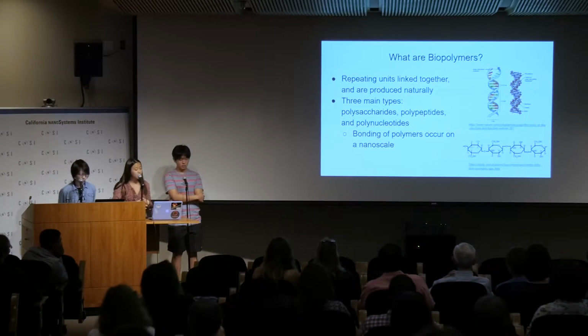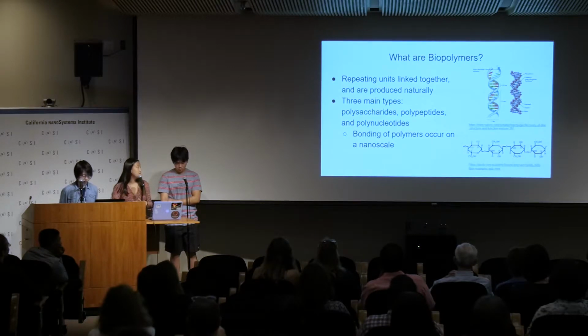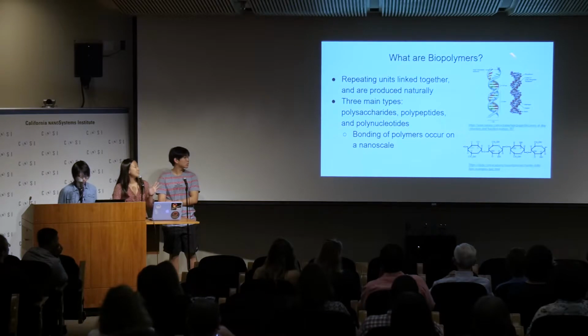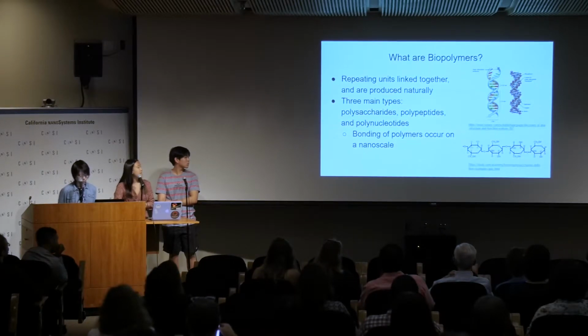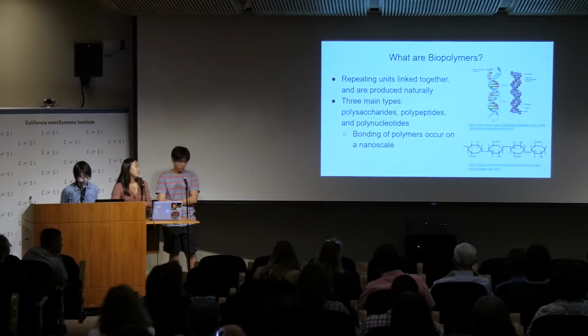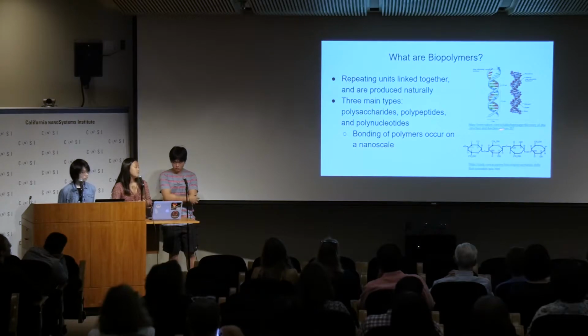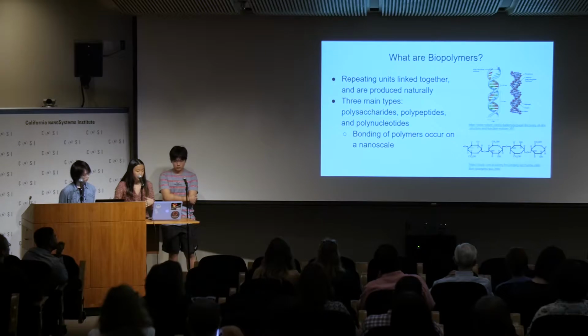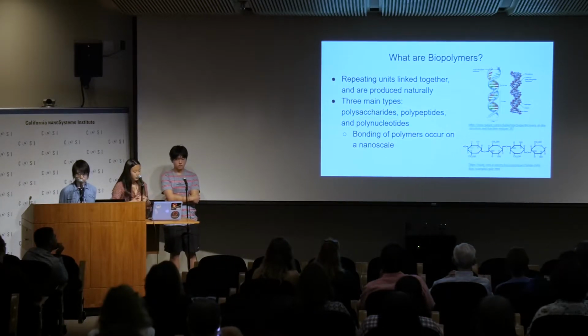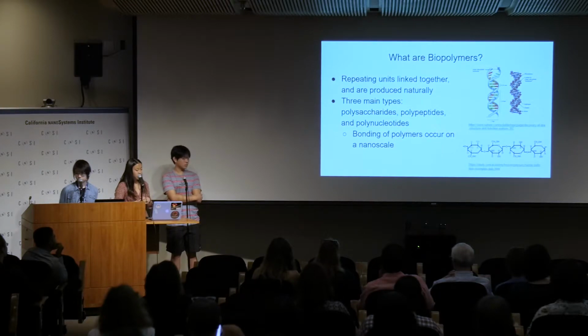And there are three main types. There's polysaccharides, which are sugars, polypeptides, which are proteins, and polynucleotides, which is represented by the image on the top right, which is DNA. And DNA is made up of nucleic acid monomers. And we have an image at the bottom that represents a polysaccharide or a sugar that is made up of repeating monosaccharide monomers.